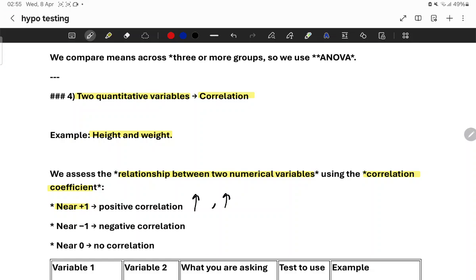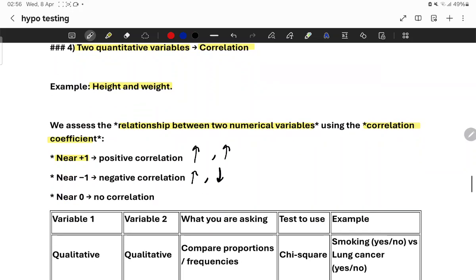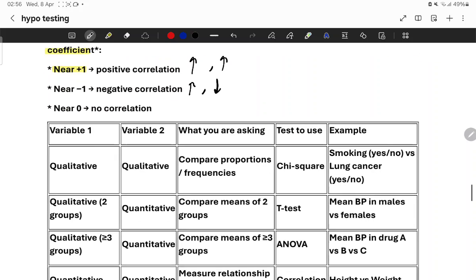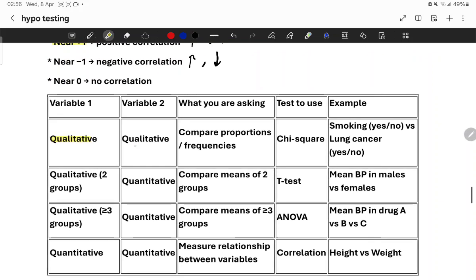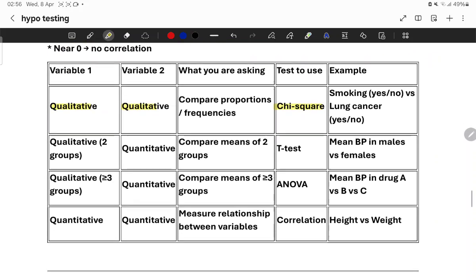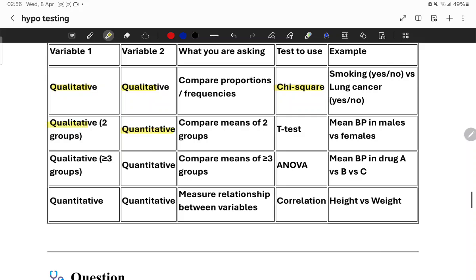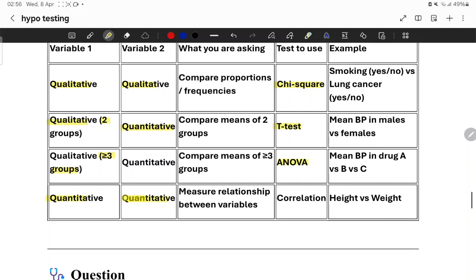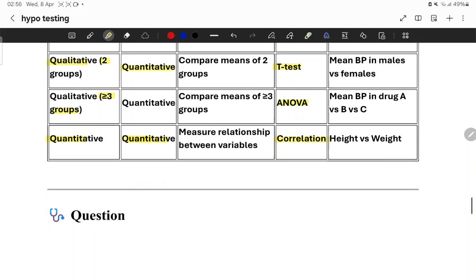What about if it's near negative 1? This means that it's a negative correlation. As height increases, weight decreases. If it's near 0, there is no correlation. So to conclude, if we compare between two qualitative variables, we use the chi-square. If it's one qualitative and one quantitative, we look at the number of groups. If it's 2 groups, it's a t-test. If it's 3 or more groups, it's an ANOVA test. If it's 2 quantitative variables, we try to assess the relationship using the correlation coefficient.